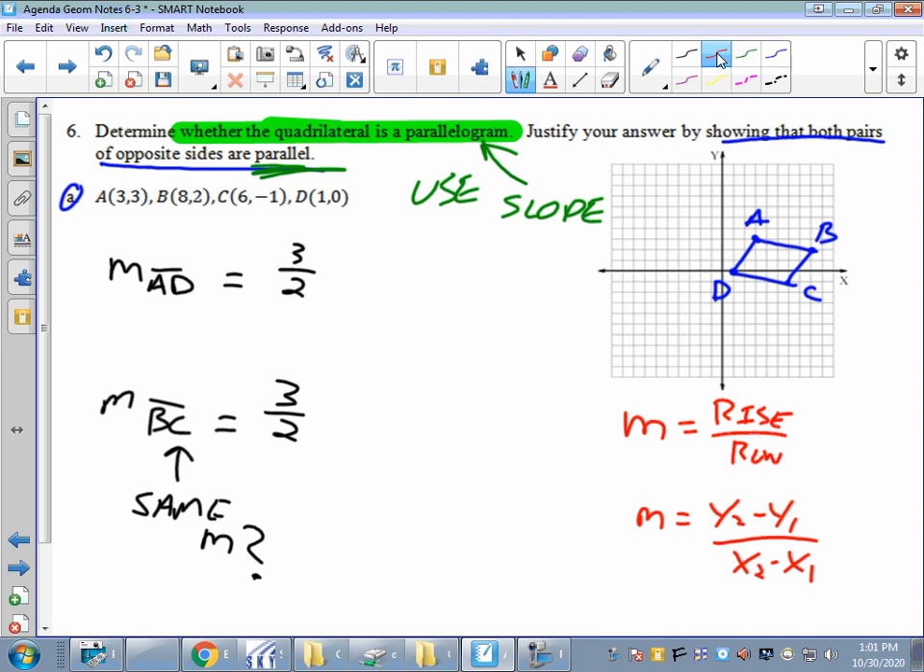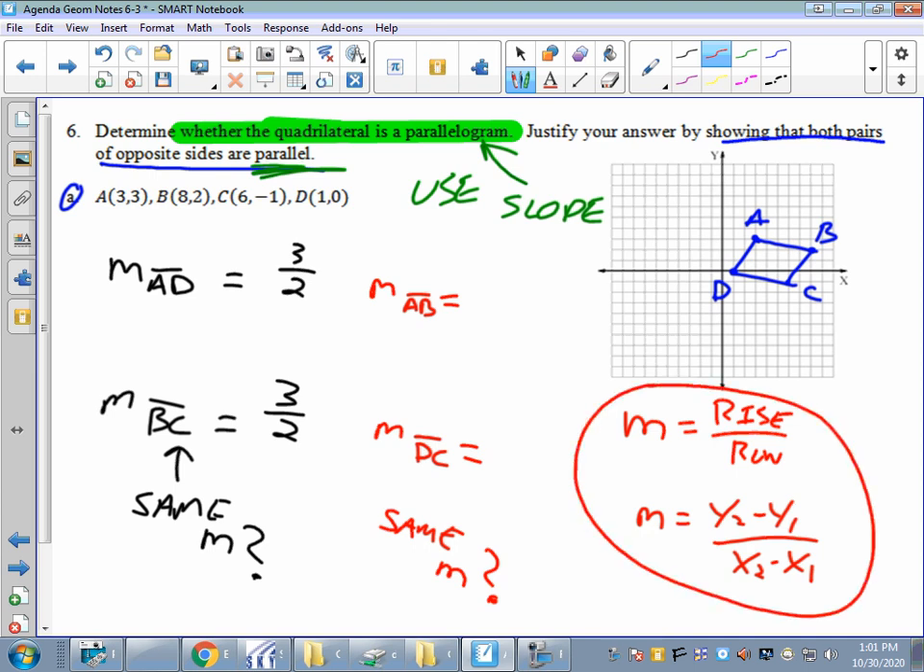Okay. I also have to make sure both pairs of opposite sides. So I do have to do the slope of AB, and I have to do the slope of DC, and I have to make sure that those are the same. If they're the same, then I know that it would be a parallelogram. So I can do slope formula, or I can do rise over run. For me, it's quicker to go rise over run, but I could also do the slope formula. So let's do the slope formula for that one. For AB, if I went 2 minus 3, it would be negative 1. And then 8 minus 3 would be 5, so it would be negative 1/5.